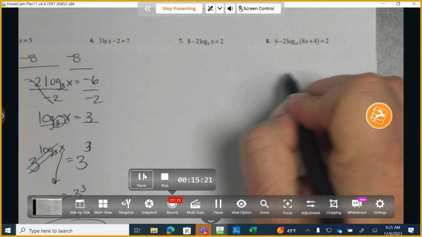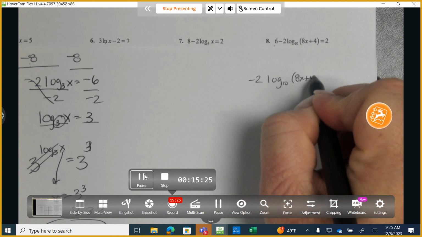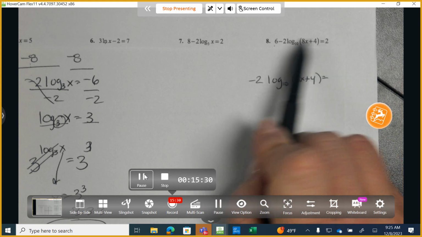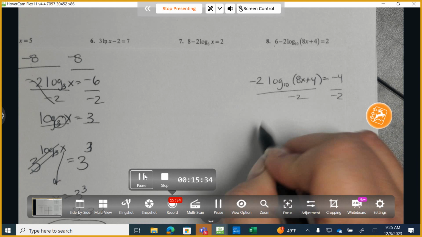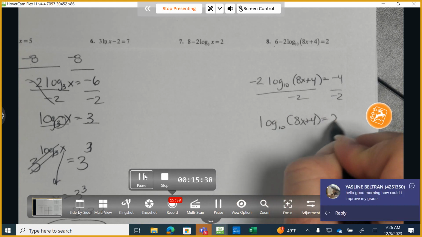Move my 6 to the opposite side. Negative 2 log base 10 of 8x plus 4 is equal to, when I move the 6 to the opposite side, 2 subtract 6 is negative 4. Log base 10 of 8x plus 4 is equal to 2.